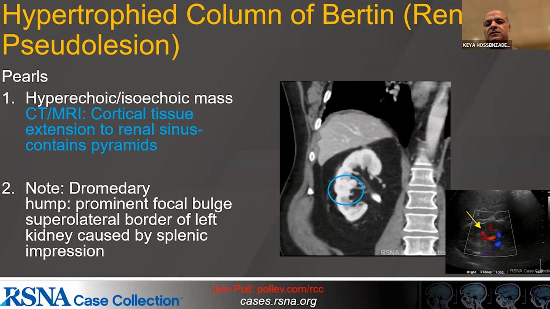And what do we see on CT in this case? Depending on the plane, you'll see this best in one plane or another. You'll see extension of cortical tissue into the renal sinus, and it should contain the pyramids as well. Now, this can involve either kidney equally, and it's important not to confuse this with dromedary hump, which is a prominent focal bulge of the supralateral border of the left kidney, caused by chronic splenic compression. So this is hypertrophied column of Bertin. Let's move on to the next case.